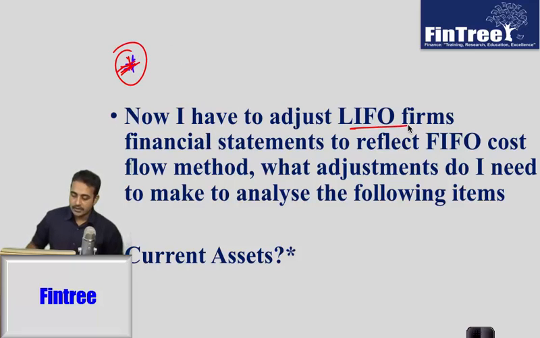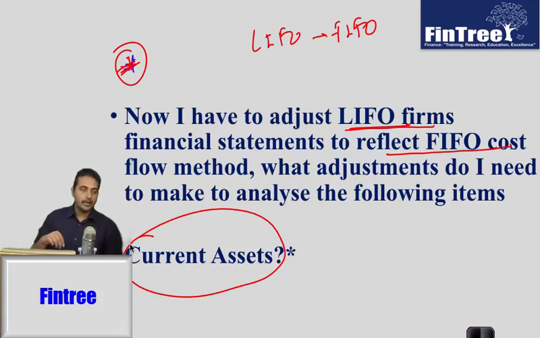So we have to adjust LIFO firm's financial statement to reflect FIFO cost. So we have to change balance sheet, we have to change income statement. What adjustment should we make to the following items? So please remember, we are shifting from LIFO to FIFO. So number 1, what adjustments do we make to current assets?